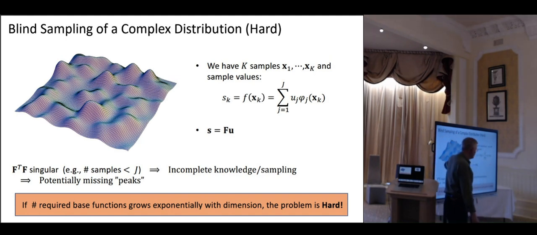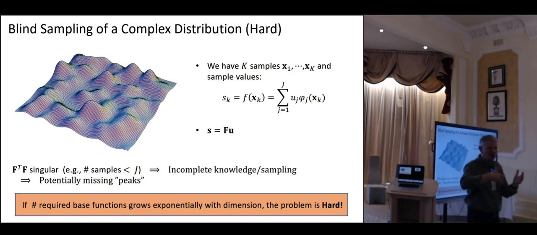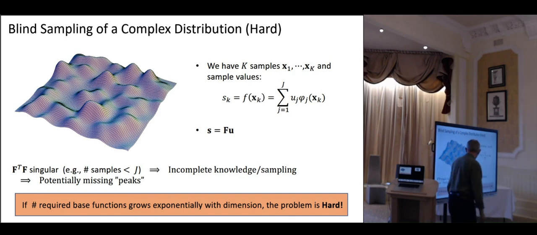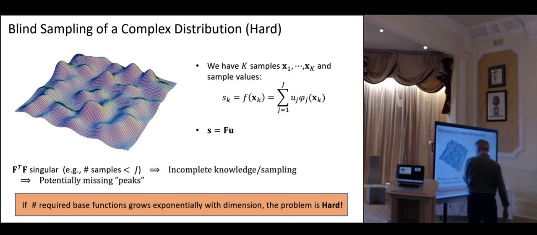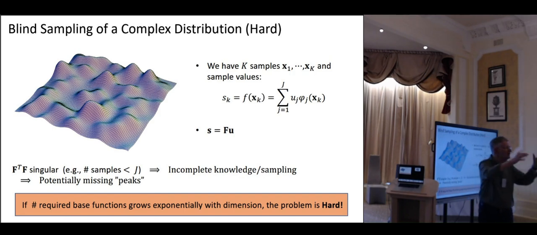Now I can safely conclude that if Φ is singular, or, let me be more modest, Φ transposed Φ is singular, so you cannot use least squares, then I'm not able to solve the equations. So I cannot find my expansion coefficients. And this means that in that case, I will have incomplete knowledge about the surface.